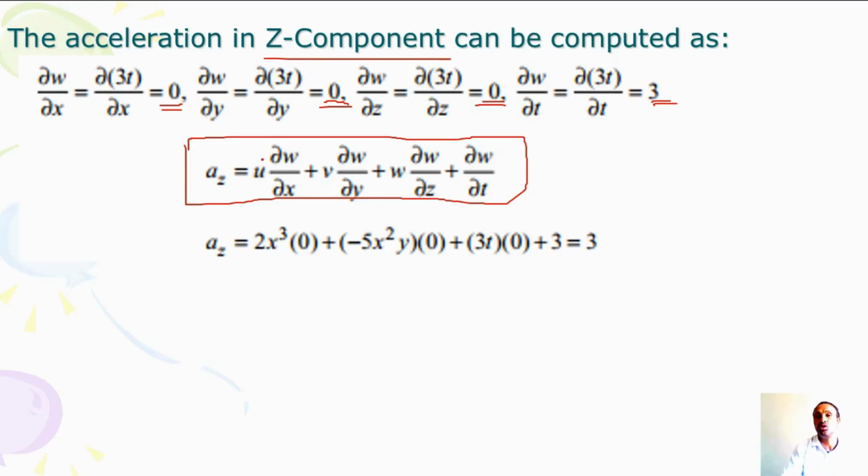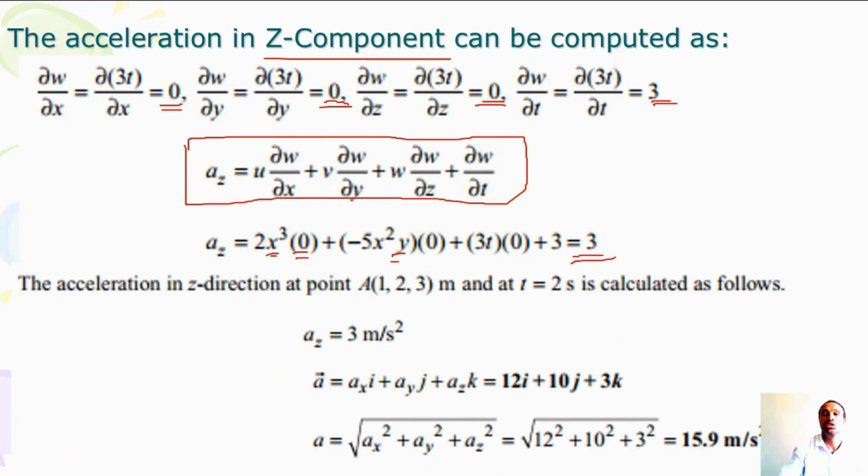So you simply substitute these values and multiply each term, then you find the result. We have the x coordinate 1 and y, at point (1, 2, 3), and no z value, so this is the acceleration in z direction. At 2 seconds, when t is 2 seconds, you have az equal to 3 meters per second squared.